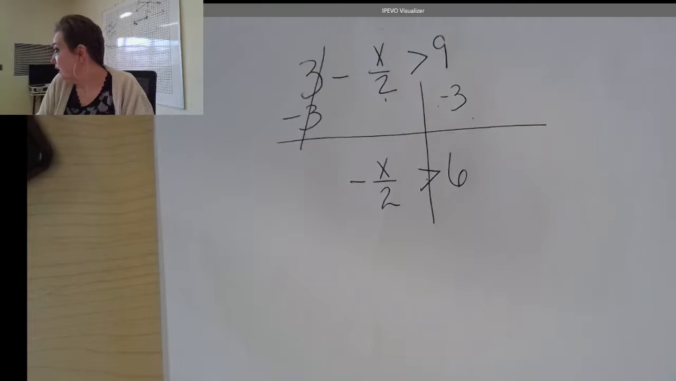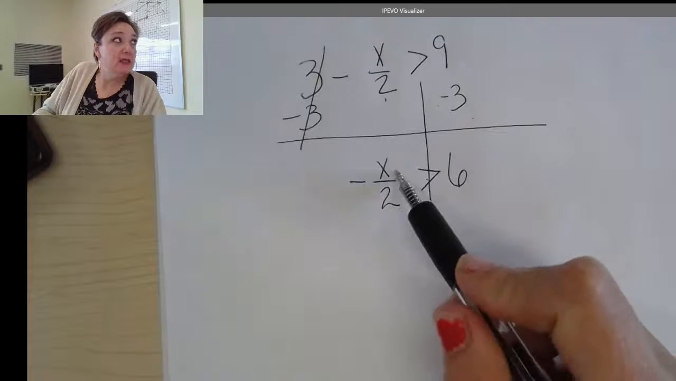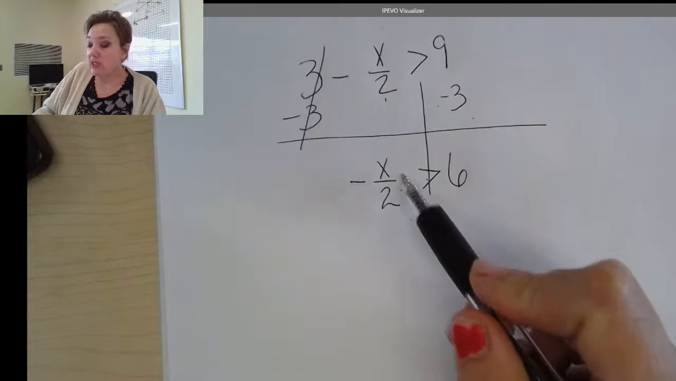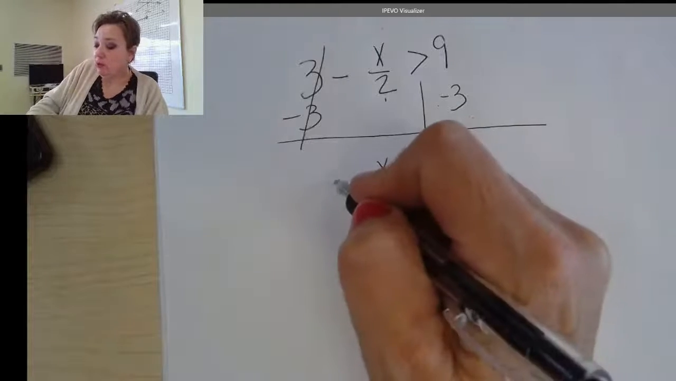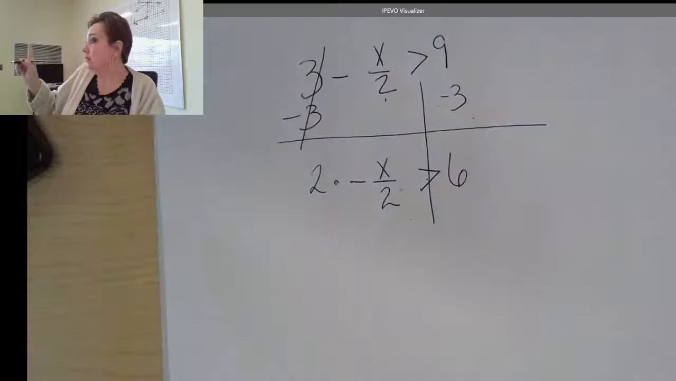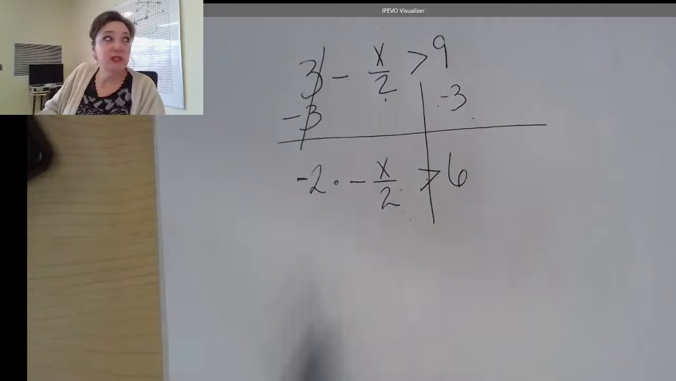Multiply by negative or divide by negative, right? So if I want to get rid of this 2, what's it doing to x? It's dividing. So how do I undivide stuff? So I'm going to multiply by 2. But I know I want to get rid of that negative also. So I can multiply by negative 2, because a negative times a negative is going to give me a positive.